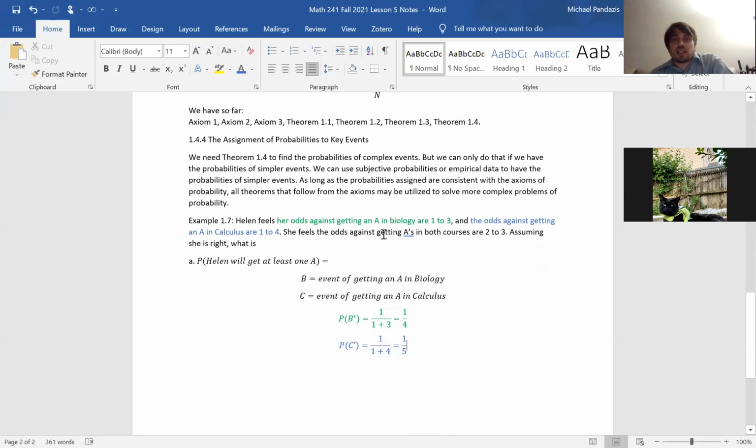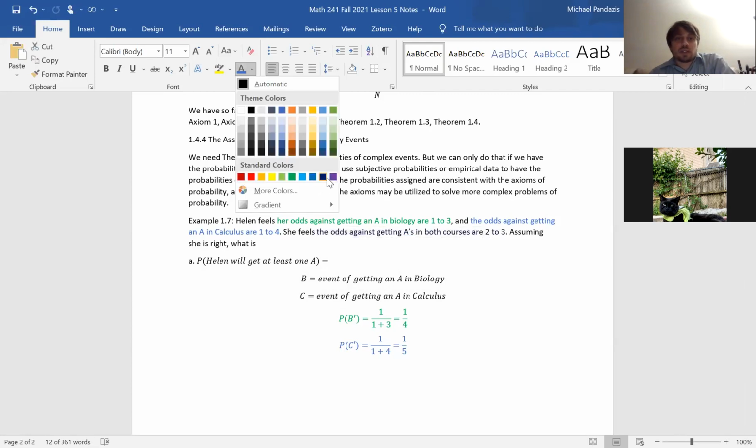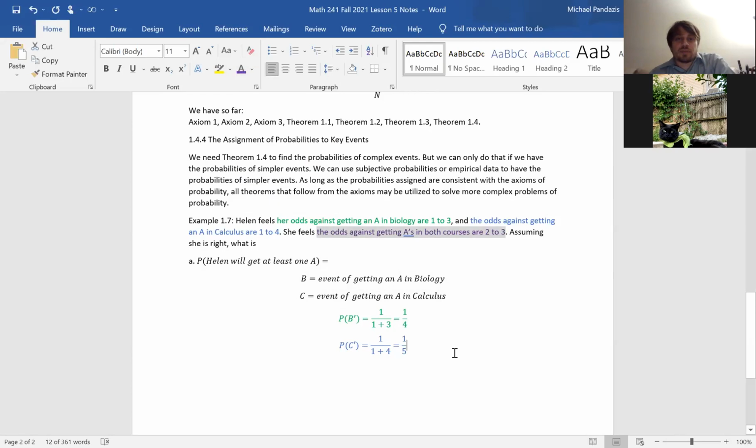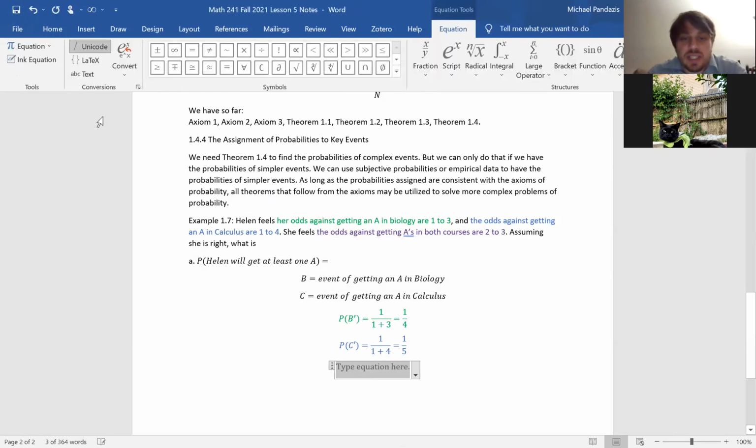Okay, so she feels the odds against getting A's in both courses are 2 to 3. So we don't need to do notation, but we just need to talk about a particular set. So she feels the odds against getting A's in both courses are 2 to 3. So let's use another color. Let's use purple.